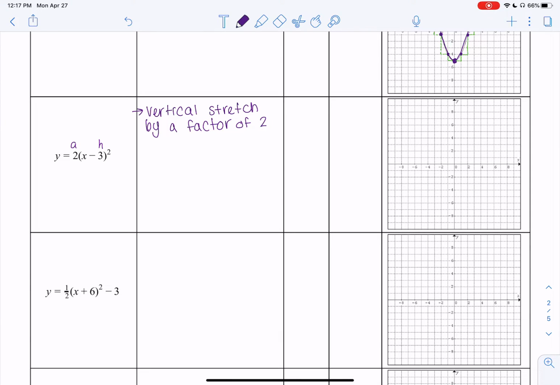Next, I'll address the h. So I do have an h, and it appears as negative 3 in the equation. When it appears as negative in the equation, it means I'm moving 3 units to the right. So remember, with h it's a little counterintuitive. So we're going to be moving to the right.